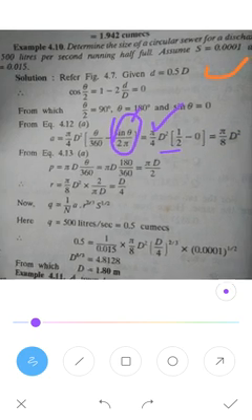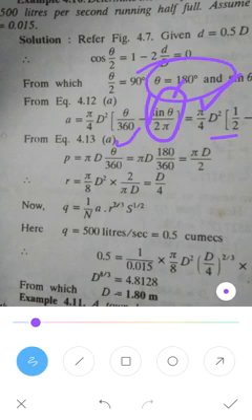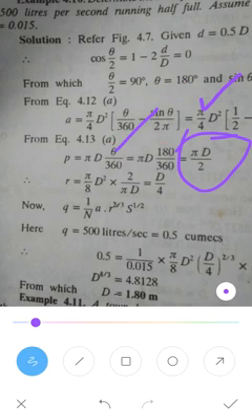Next, perimeter you need to determine. So perimeter is equal to pi d into theta by 360 when it is running half. Theta value is already there, it is 180 degree. Substitute that 180 degree, so 180 divided by 360, you will get pi d divided by 2. So perimeter is equal to pi d divided by 2.